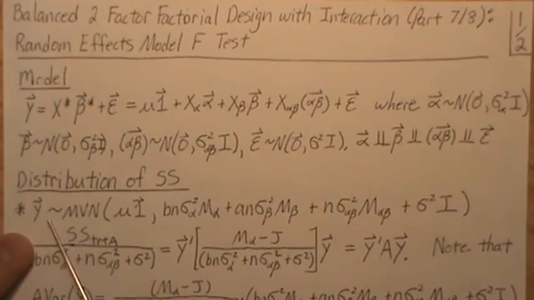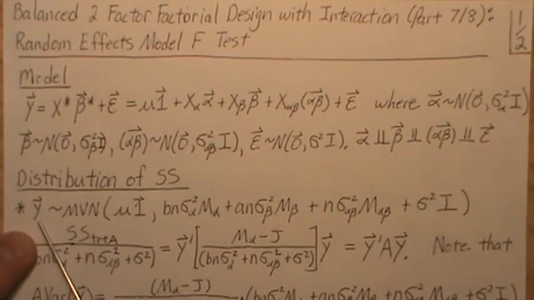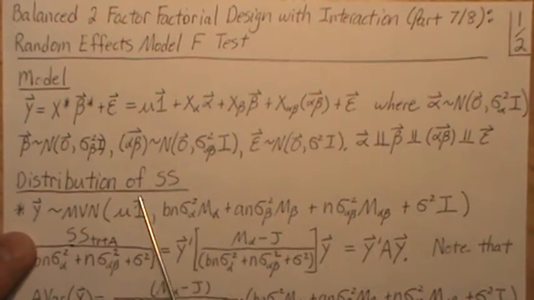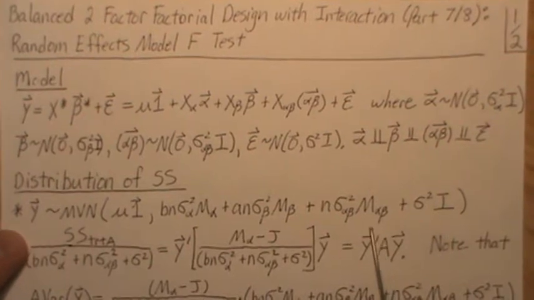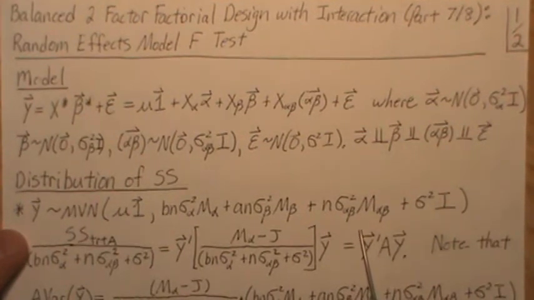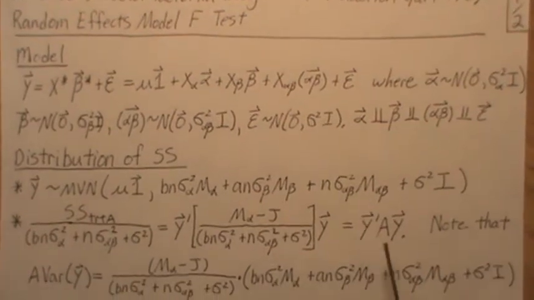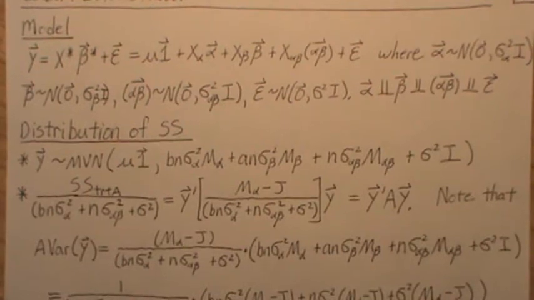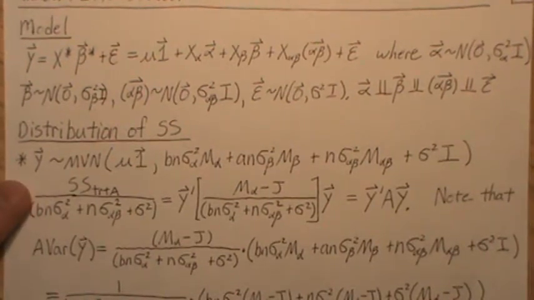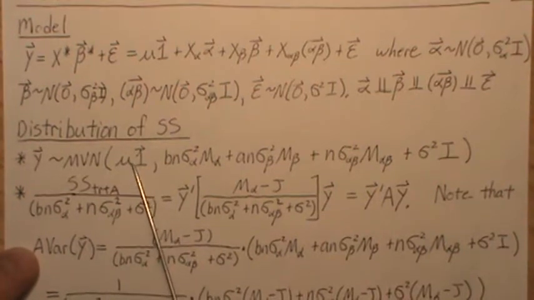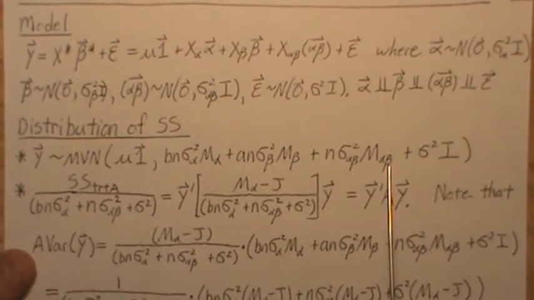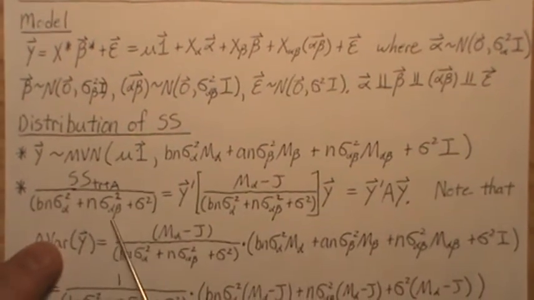Now, as a reminder, we also derived in part 6 the distribution of y. Y is multivariate normal with mean mu times the 1 vector and this variance covariance matrix. And this becomes important when we're looking at the distribution of quadratic forms. We have to make sure certain assumptions are met in order for the theory to work. I have a playlist called Quadratic Forms, and in there we look at the distribution of quadratic forms. There's, I think, 6 or 7 different theorems depending upon what situation you're in. And so here we have a mean and we have a variance covariance matrix, so it's not I.